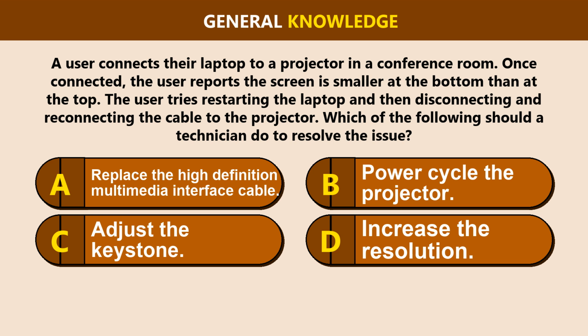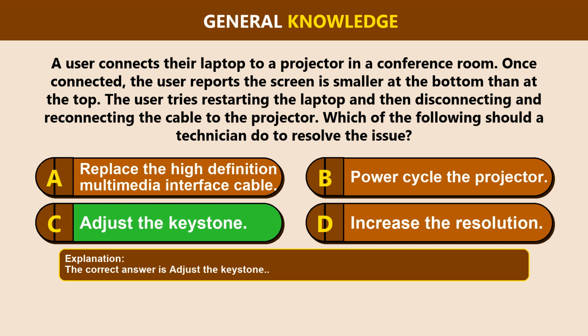Option A, replace the high-definition multimedia interface cable. Option B, power cycle the projector. Option C, adjust the keystone. Option D, increase the resolution. The correct answer is option C, adjust the keystone.